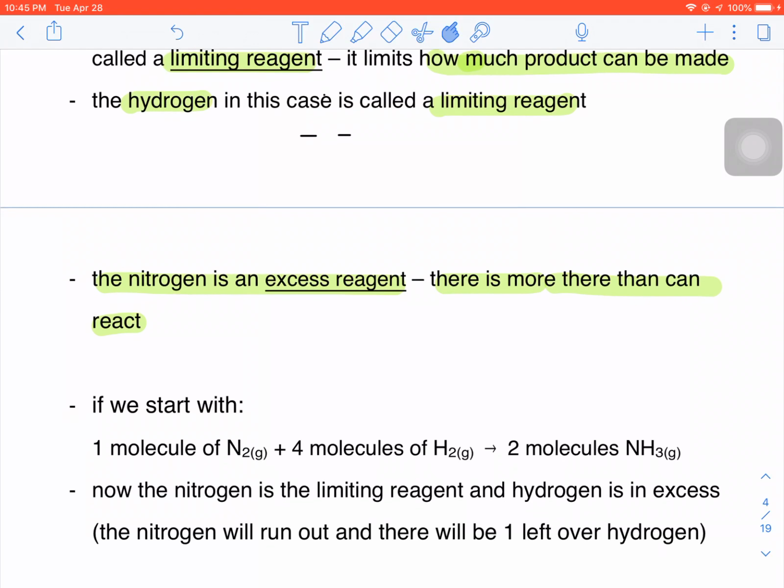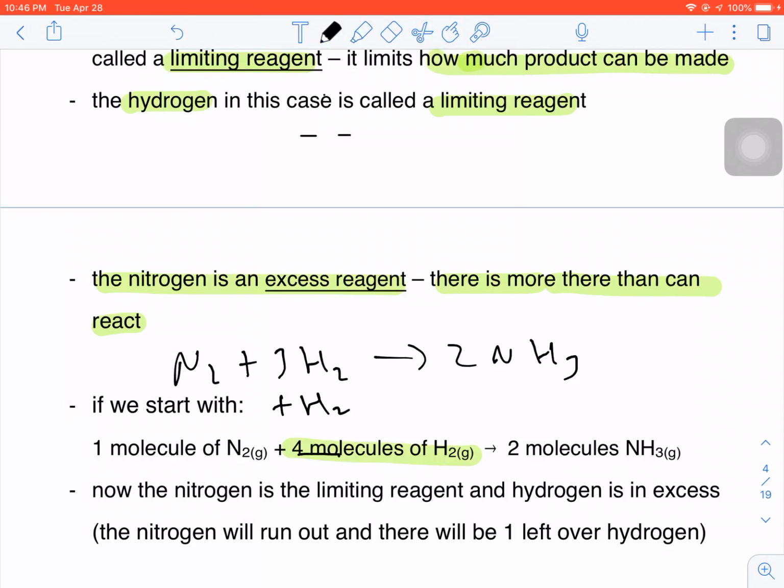What if I did it the other way around? What if I took, instead of having N2 plus 3 H2s to make 2 NH3s, if I throw in an extra H2, an extra H2 here. So now I have 4 H2s, right? So I've added an extra H2. Now I have 4 H2s, right? Notice what's going to happen.